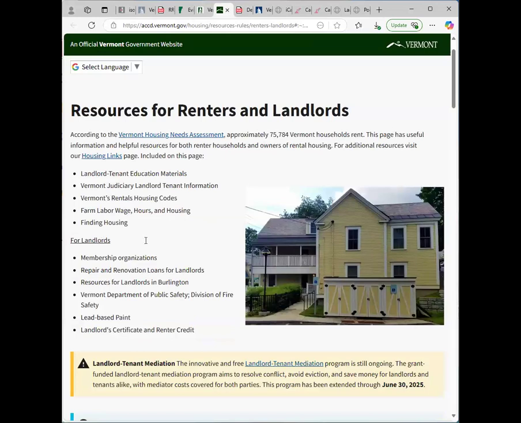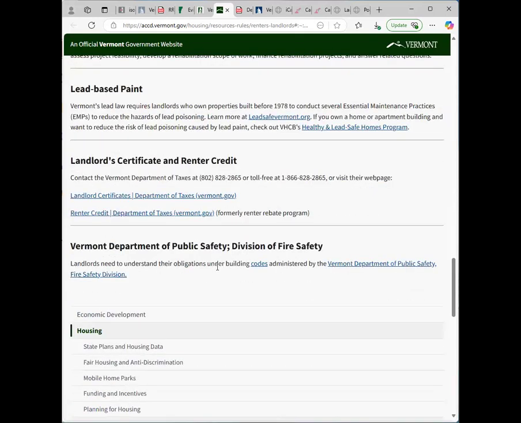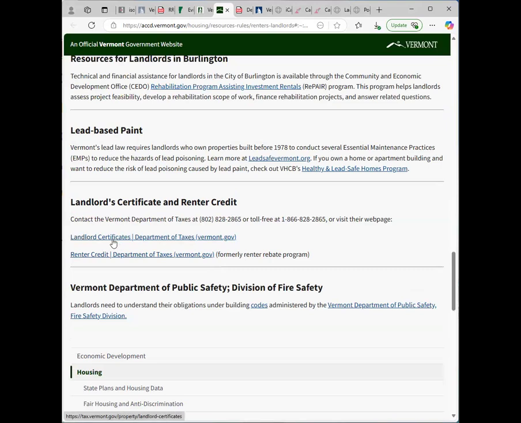And so you've got for landlords, membership organizations, repair and renovation loans for landlords, resources for landlords specifically in Burlington, Vermont Department of Public Safety, Division of Fire Safety, lead-based paint, landlord certificate, and renter credit. These are really interesting, how this works. And I wanted to go into this. So for this landlord certificate and renter credit, contact the Vermont Department of Taxes. So landlord certificates, I am going to open this in a new tab because it's for your taxes.